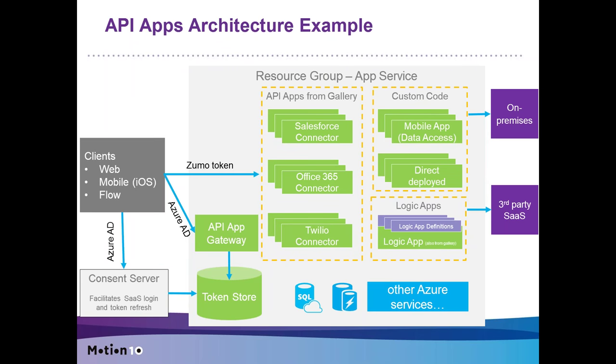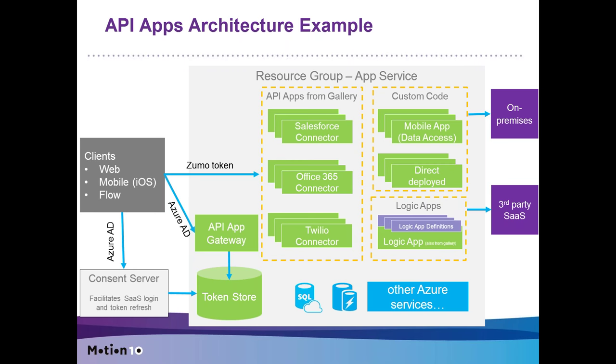First, let's look at the gray square in the middle, the resource group, and the resource group is a logical container where your API app can land. Your API app can land there, but also other apps like API apps from the gallery or mobile apps and logic apps, and they can all live together in the same resource group. And in fact, they're all web apps except the logic app.